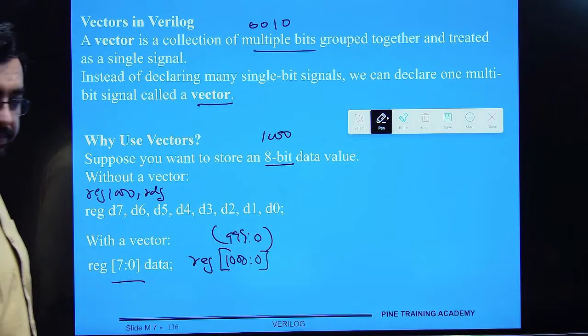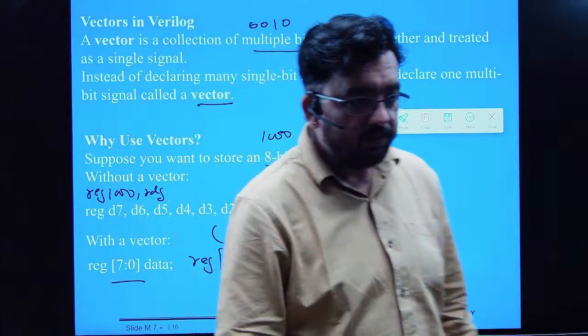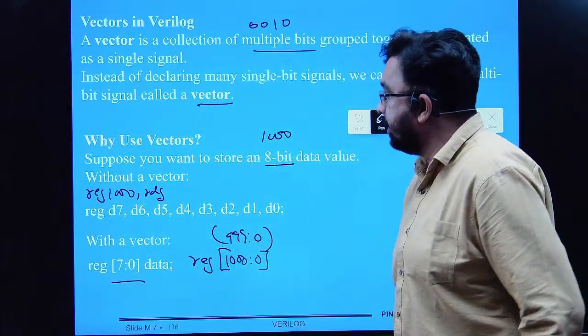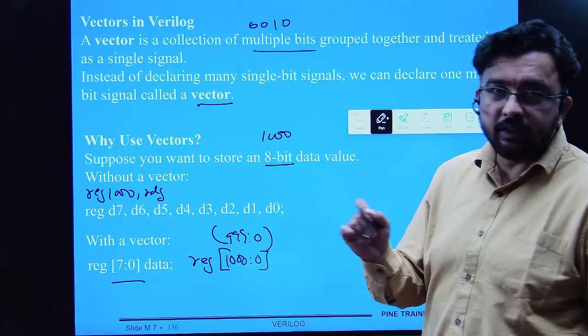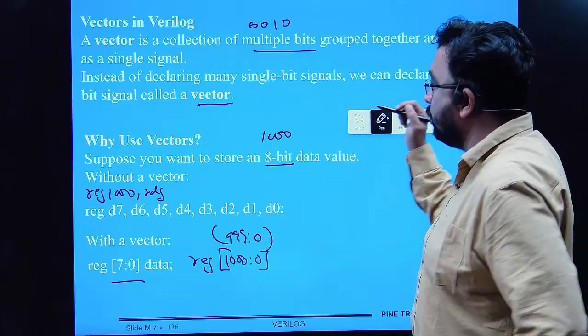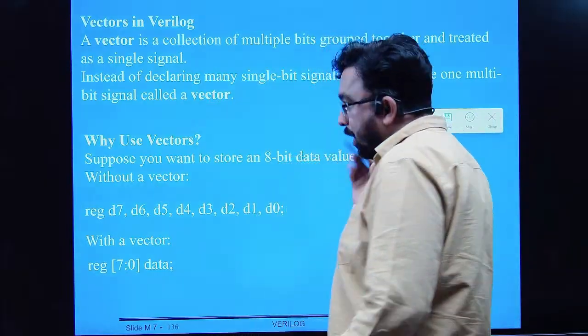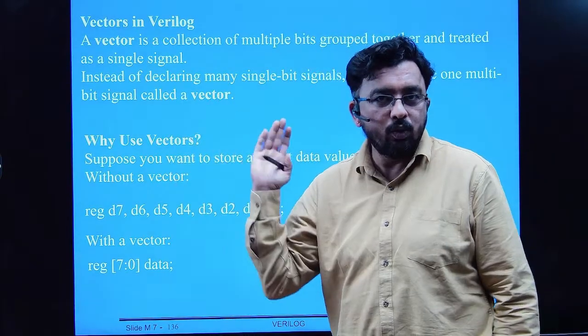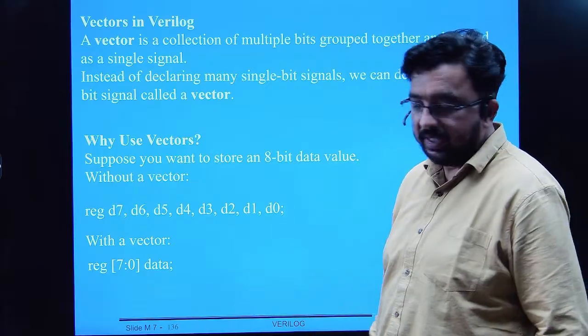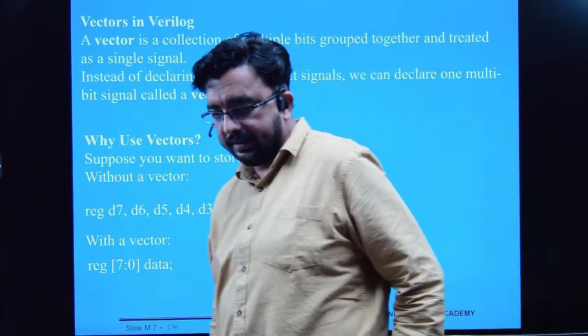Okay, so this is a way, basically, you have to write it. Okay, so what is a vector? A vector is a collection of multiple bits grouped together and treated as a single signal. Okay, look at this PPT again and again, read it and make your notes. Very simple.